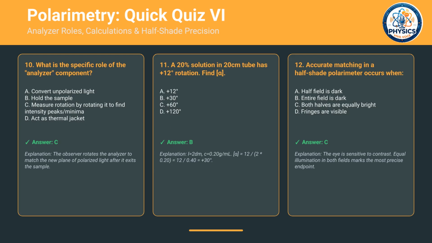Moving on to the analyzer and half-shade precision. The analyzer's role is to measure rotation by finding the angle of minimum light intensity. In the calculation example, a 20% solution in a 20 centimeter tube with a plus 12 degree rotation yields a specific rotation of plus 30 degrees. Accurate matching in a half-shade polarimeter occurs when both halves are equally bright.